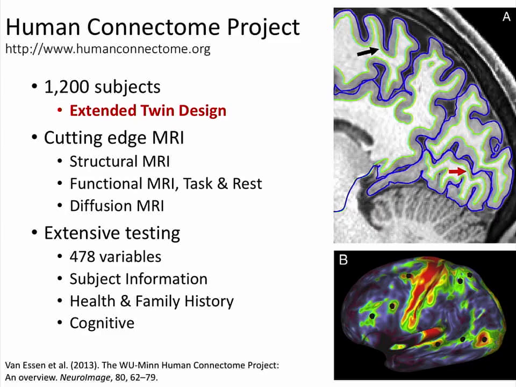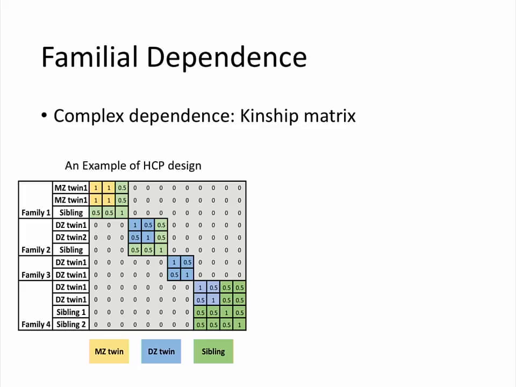The main motivation for this work is the Human Connectome Project. The HCP uses cutting-edge MRI technology to gather structural and functional MRI data, followed by a comprehensive set of non-imaging phenotypes. What I'd like to emphasize about the HCP is that it uses an extended twin design, and hence the individuals in the HCP are related, and they are not independent of each other. And this level of relatedness between the individuals in the HCP is captured in a matrix called the kinship matrix.